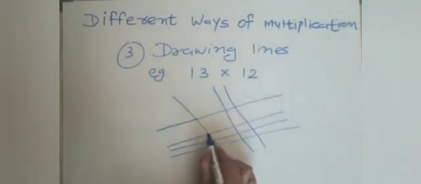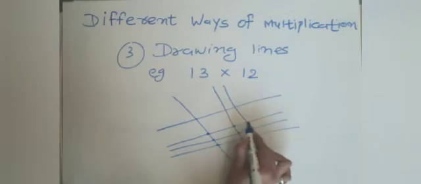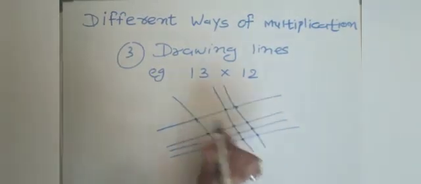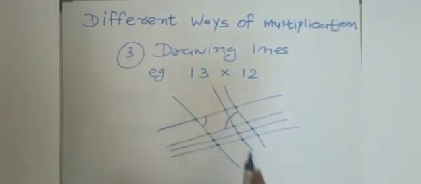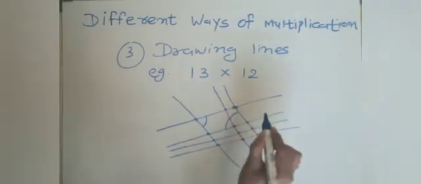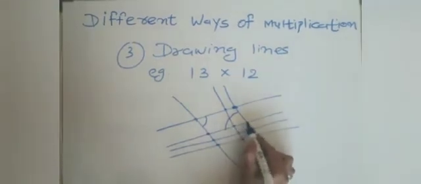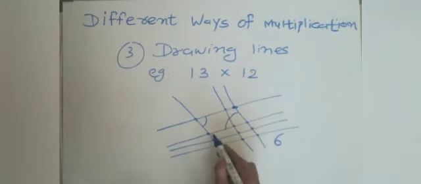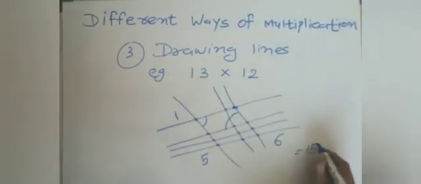Now wherever the lines intersect each other, we put dots, and by counting those dots we find the answer. The dots on the opposite sides we add, like 1, 2, 3, 4, 5, 6. Now the cross numbers are added, 1, 2, 3, 2, 4 and 5. Write here 5 and here 1 dot. In this manner we write the answer.